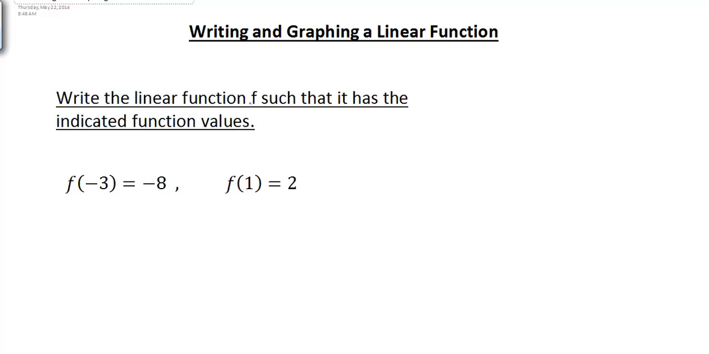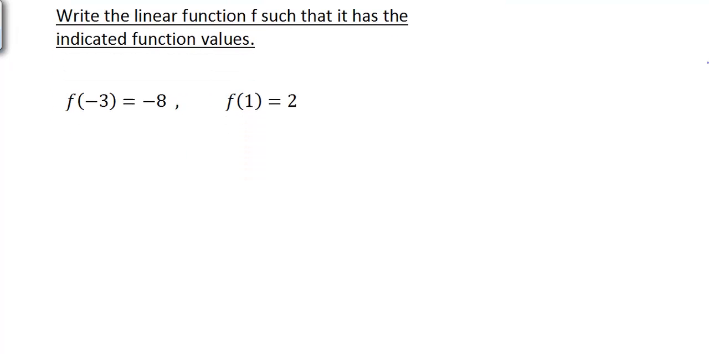It says write the linear function f such that it has the indicated function values. They tell us f of negative 3 equals negative 8 and f of 1 equals 2. Now, what I really want to emphasize is what does that mean? Well, that means when x is negative 3, y is negative 8. So basically, when you see this notation, that means that we have the point negative 3, negative 8. Just like f of 1 equals 2 means when x is 1, y is 2. So that's your point.